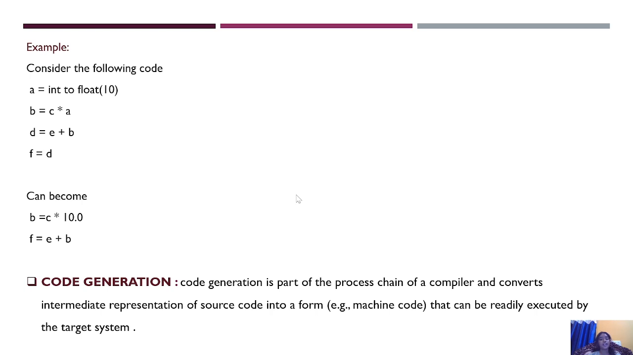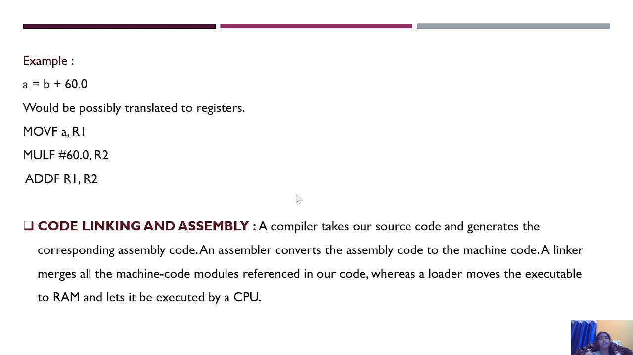Code generation. Code generation is a part of the process chain of the compiler which converts the intermediate representation of the source code into a form, maybe machine code, that can be readily executed by the target system. For example, when we take A = B + 60.0, it would be possible to translate it using registers. First moving to R1, then multiplying R2 with the float value 60.0, then R2 is added with R1 and stored in R1.